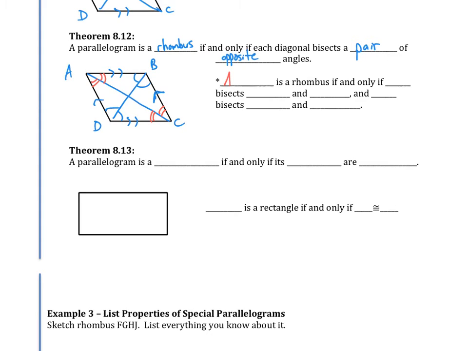So ABCD is a rhombus if and only if segment DB bisects angle ABC and angle ADC, and if segment AC bisects angle DAB and angle BCD.